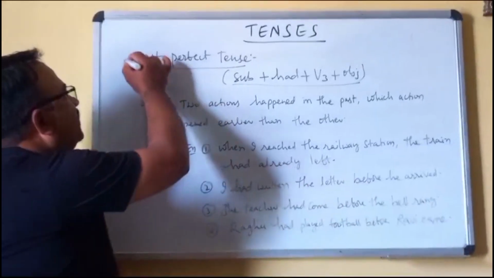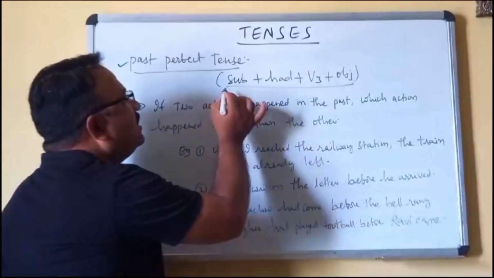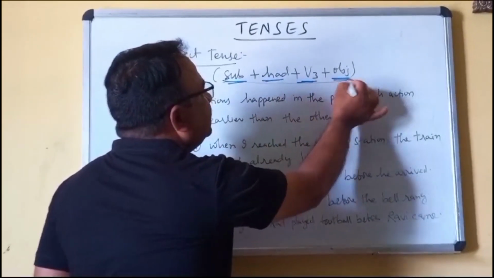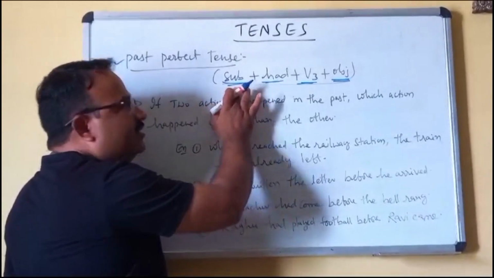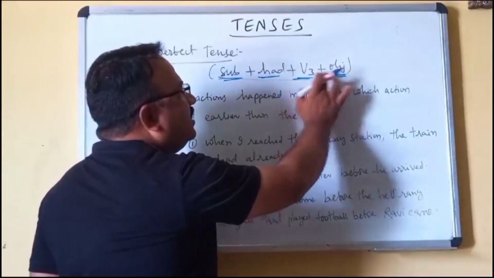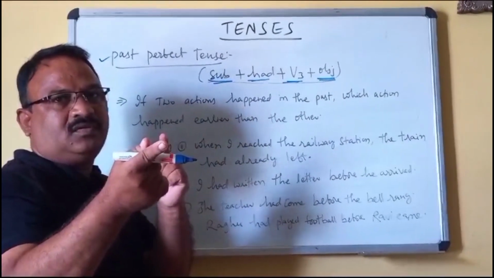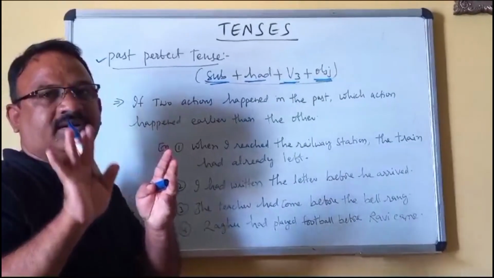Let's see past perfect tense. The structure is subject plus had plus V3 plus object. See, subject plus had plus V3 plus object. For any personal pronouns, you have to use had.